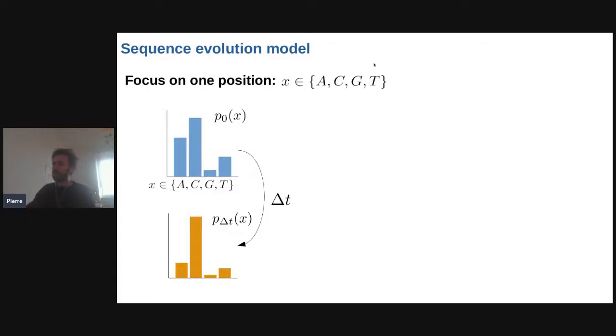So they focus on one position, which here I take to be nucleotides just because it's a bit easier to represent. And here, the sequence evolution model would be something that tells me, if I have some probability to be in a given state at some time, which would be this P0 here, after time delta t, how did this distribution change? This is the sequence evolution model.